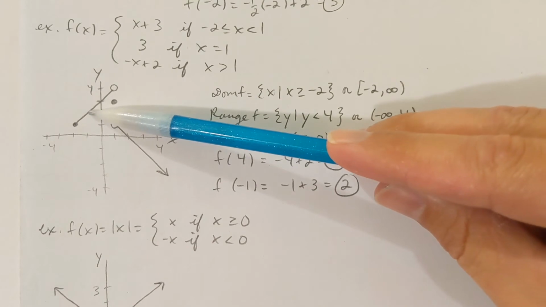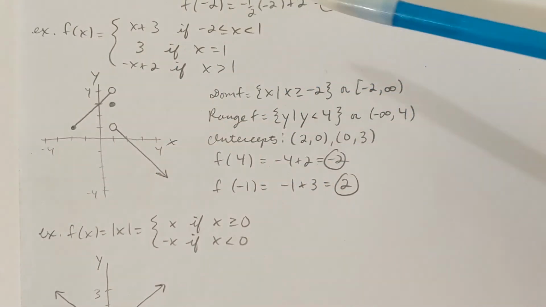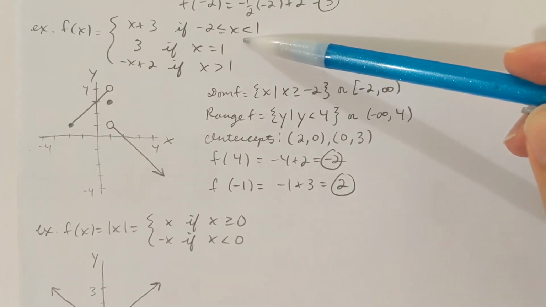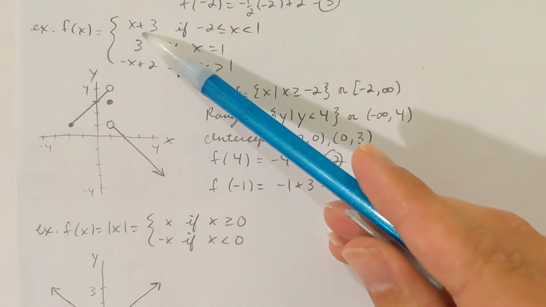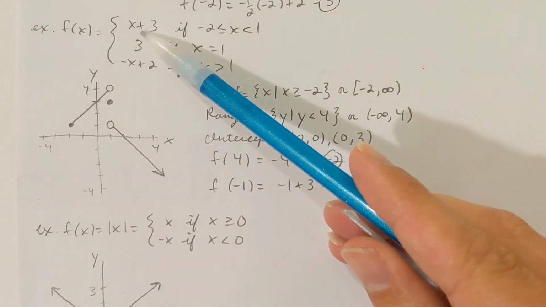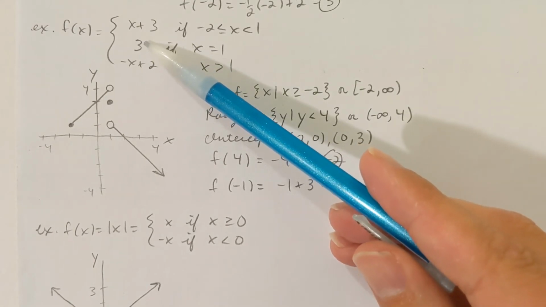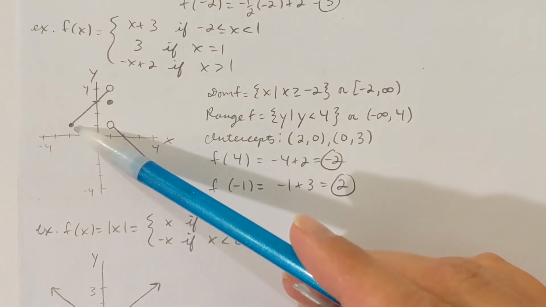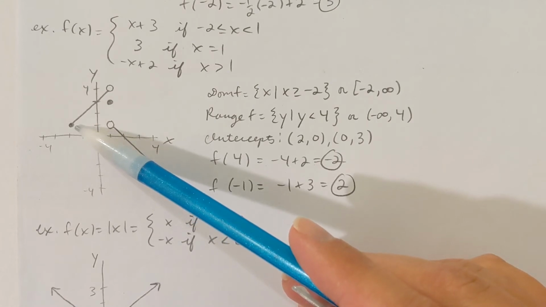Okay, or go down 1 to the left 1. And now at negative 2, I want to begin this line. So when x is negative 2, y equals x plus 3. Negative 2 plus 3 is 1, so y is 1. When x is negative 2, y is 1. Yeah, so that's what I've got.